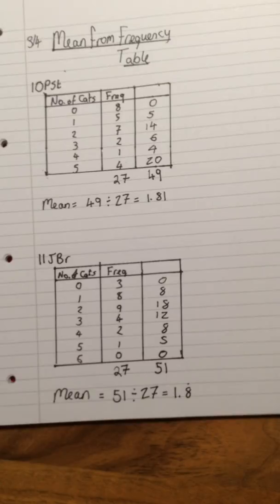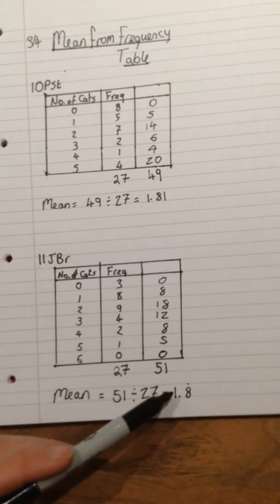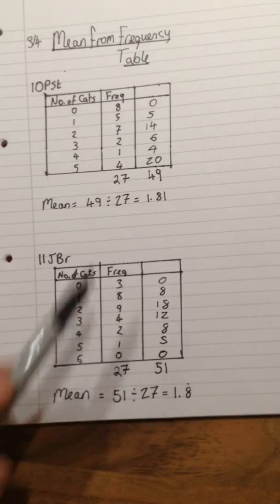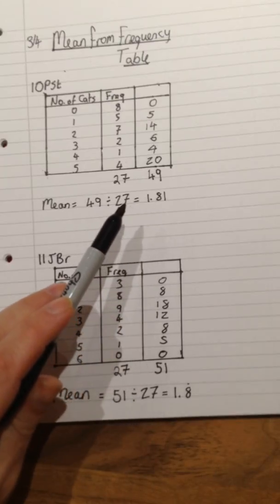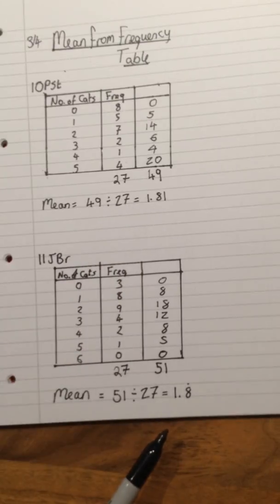I'm not going to ask you to do this today, but what I am going to just quickly mention is the fact that then we can use this to compare the two groups. Because 1.8 recurring is slightly bigger than 1.81, it means on average pupils in 11 JBR have more cats than 10 PST. You should now be able to complete the questions on the sheet entitled Mean from a Frequency Table.